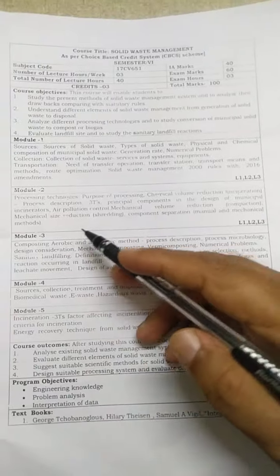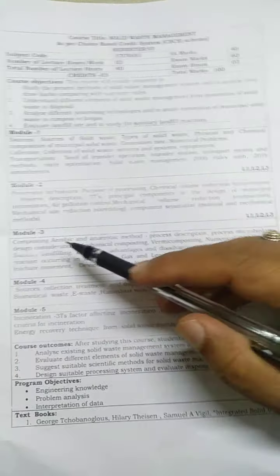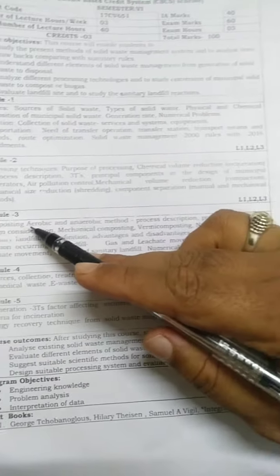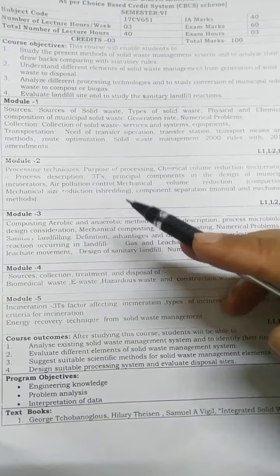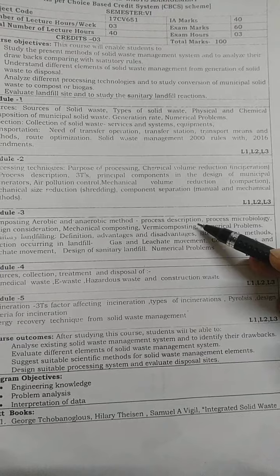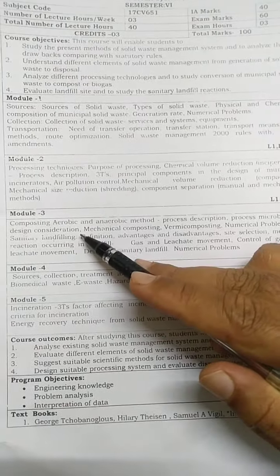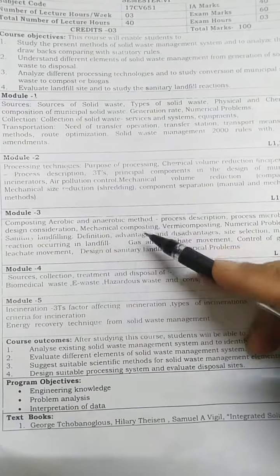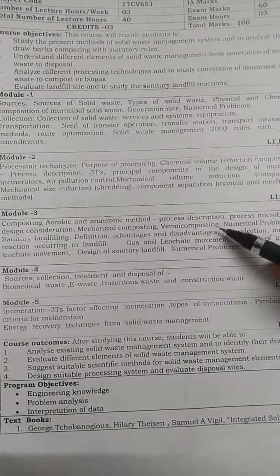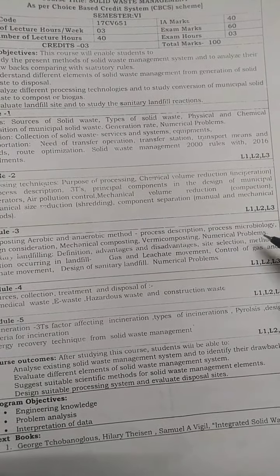Now we are going to discuss module 3: what is composting, what are the aerobic and anaerobic methods of composting, what is process restriction, then process microbiology. Then we are going to see design considerations, what is mechanical composting, what is vermicomposting. If any problems are there, we are going to solve them.